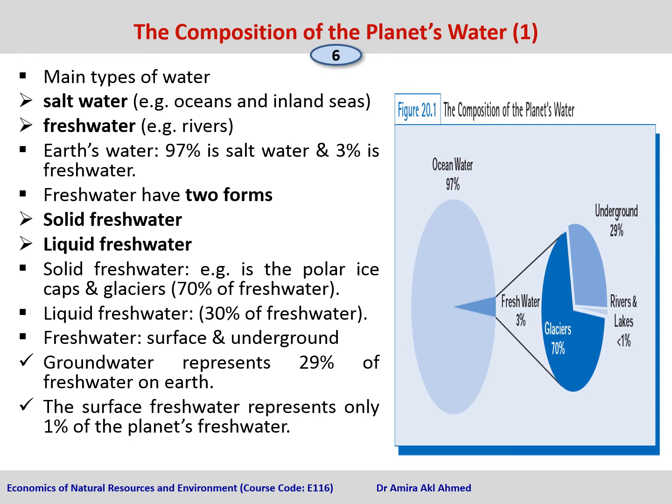Water is a unique natural resource that forms the basis for life on our planet. Water could be classified under two main types: salt water and fresh water. Salt water, such as oceans and inland seas, represents 97% of the Earth's water. Fresh water, such as rivers and groundwater, accounts for only 3% of the Earth's water.